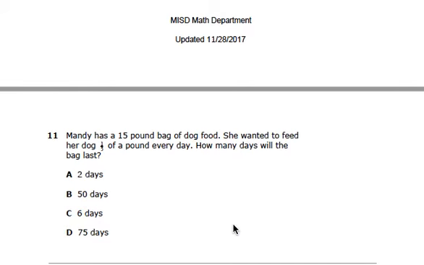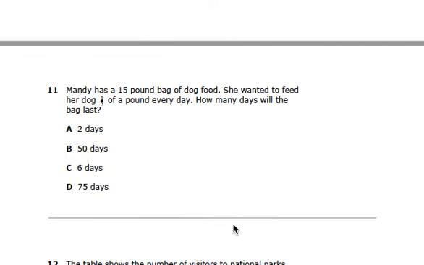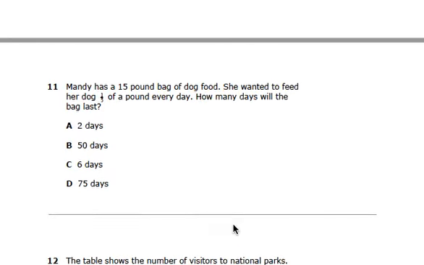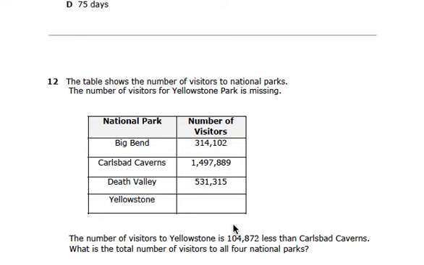Number 11. Mandy has a 15-pound bag of dog food. She wanted to feed her dog 1/5 of a pound every day. How many days will the bag last? Number 12. The table shows the number of visitors to national parks. The number of visitors for Yellowstone Park is missing. National Park, number of visitors. Big Bend, Carlsbad Caverns, Death Valley, Yellowstone.